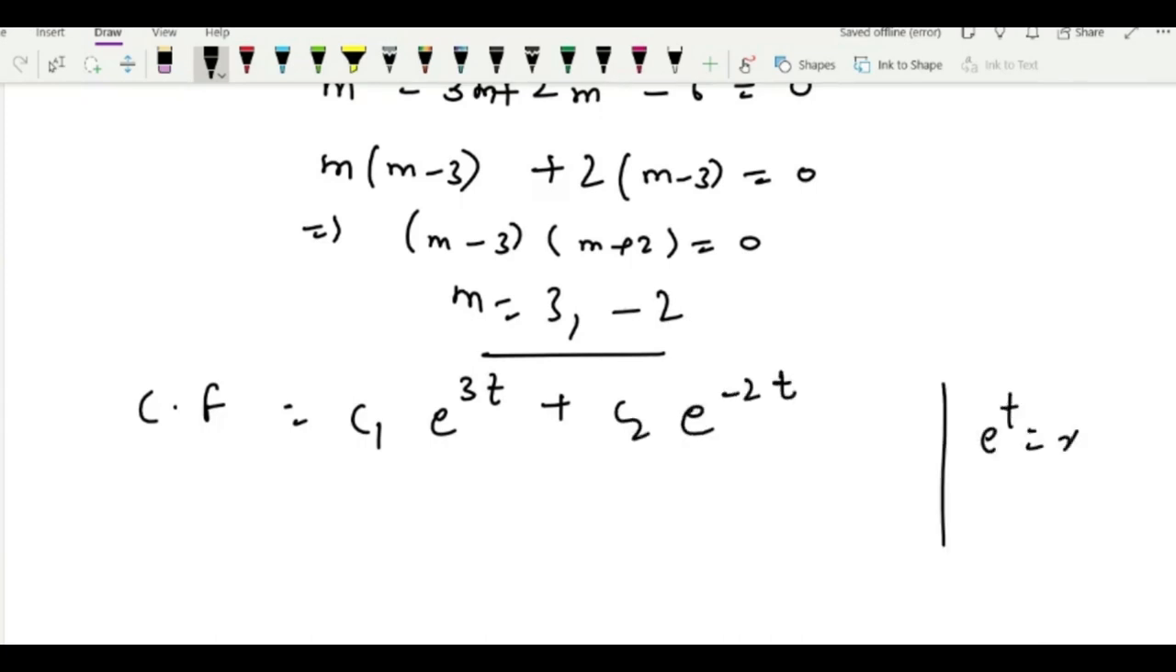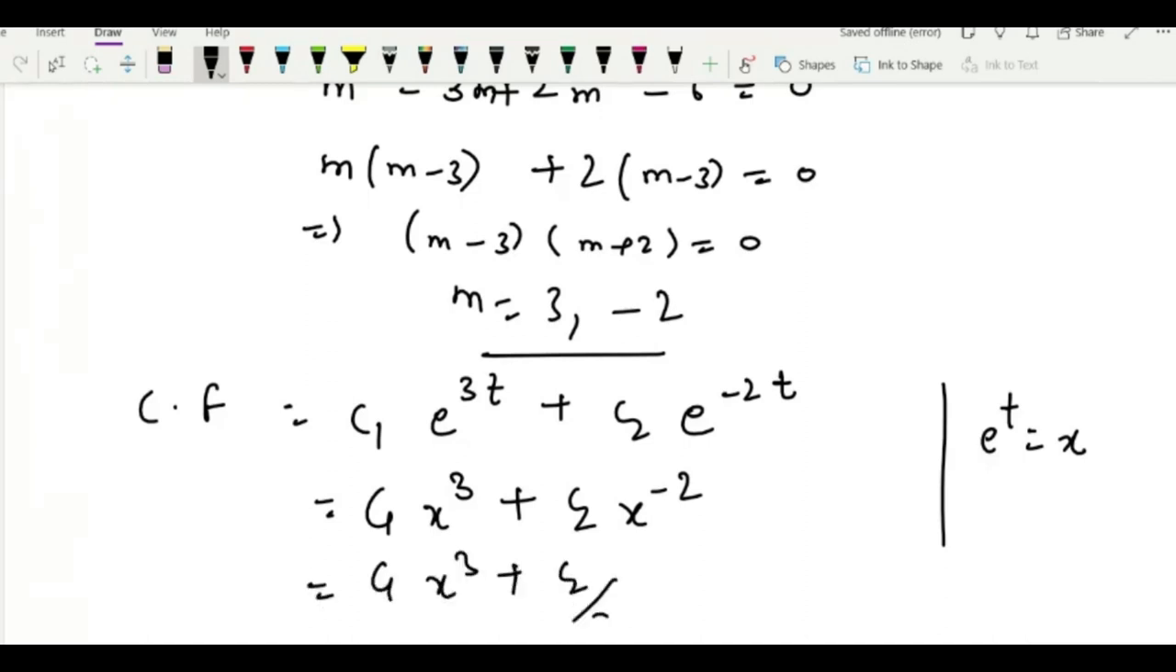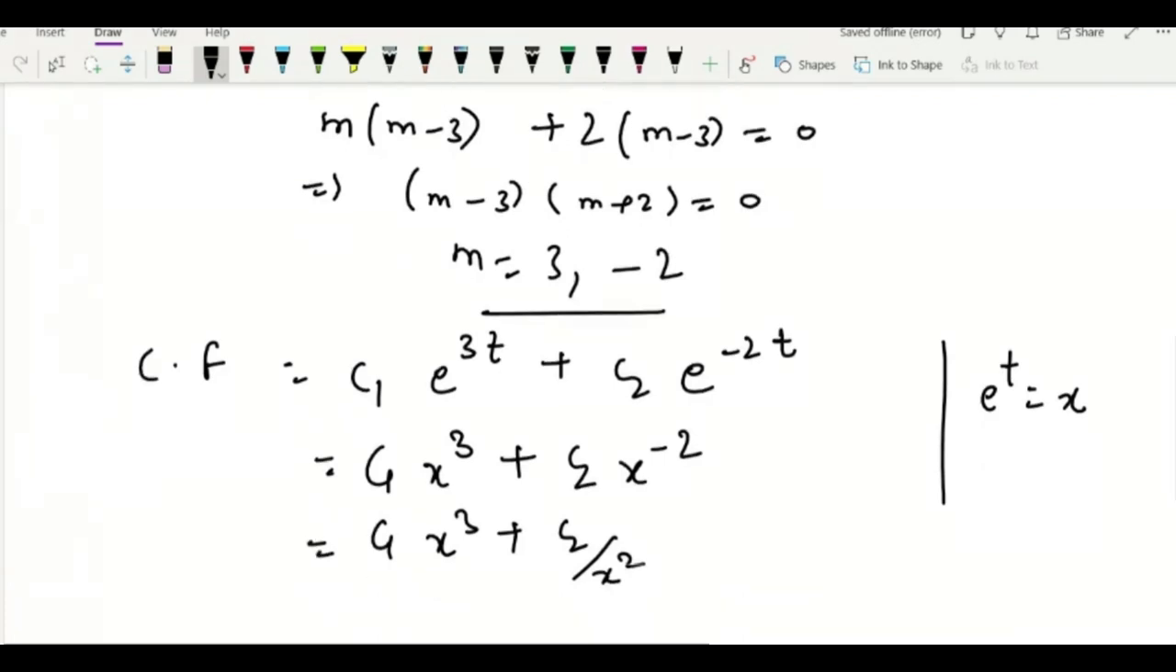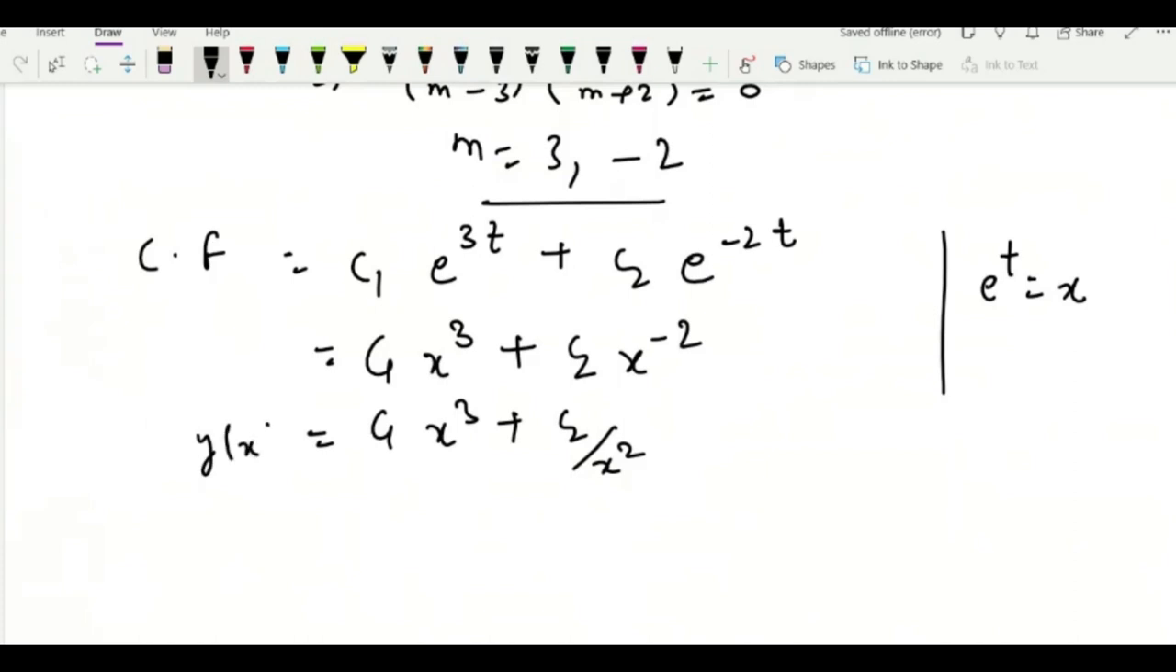Substituting back e raised to power t as x, we get C1 x cube plus C2 x raised to power minus 2. Or we can write C1 x cube plus C2 upon x square. Now we have been given two conditions here. This is our complete solution as this is a homogeneous equation. So we have given the two conditions: y(1) is equal to alpha. First condition is this, and second condition is y dash 1 is equal to 6 also.